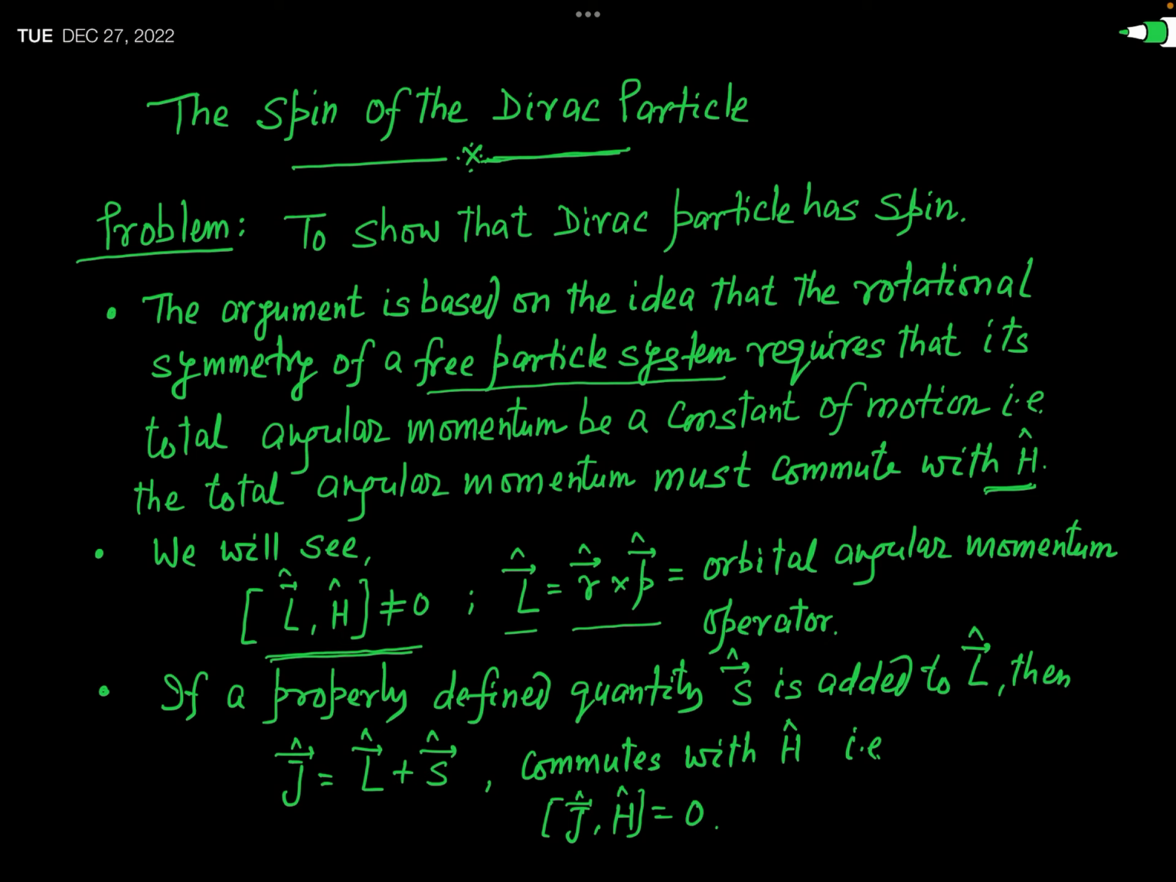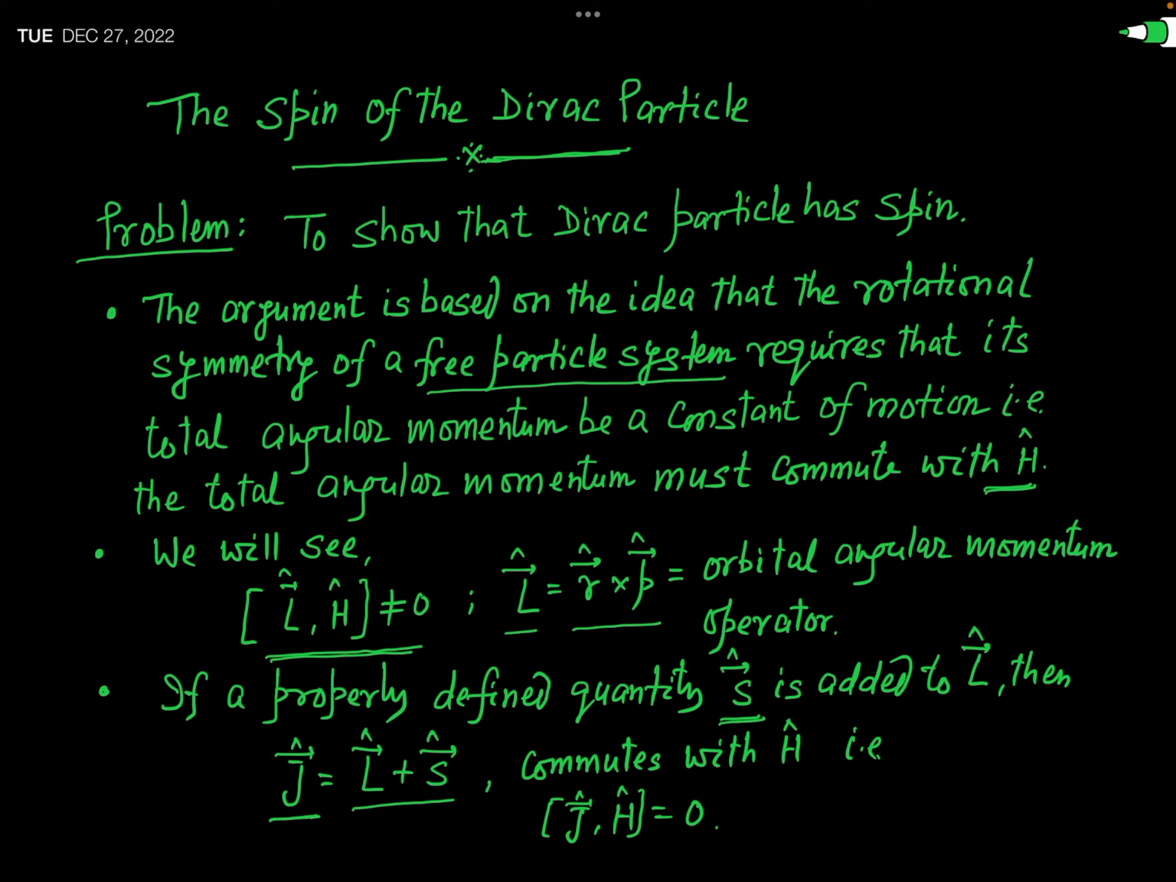But if we define a quantity like S in a proper manner, we will see how it should be defined. After defining this quantity S hat and adding it to the orbital angular momentum operator, we get a quantity which will be called the total angular momentum, represented by the symbol J. Then you will see that this J will commute with H, and this J will be a constant of motion.